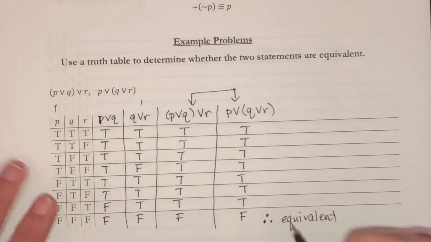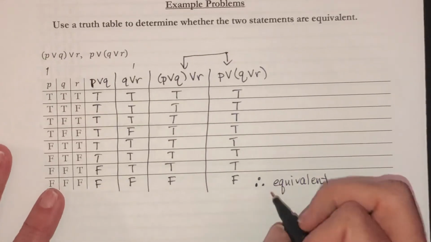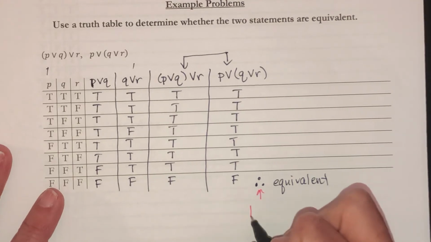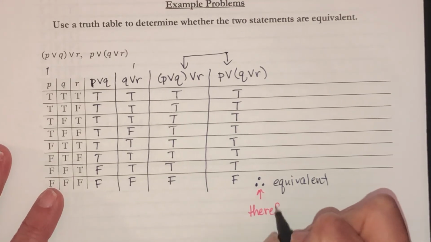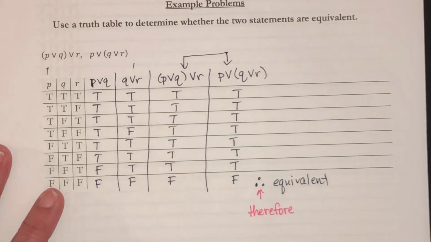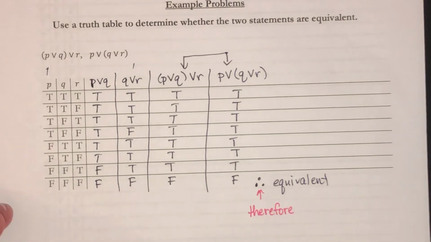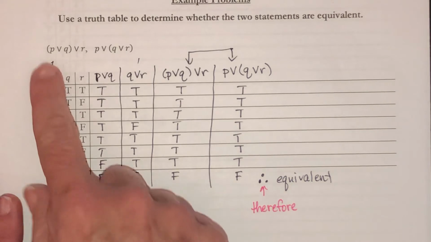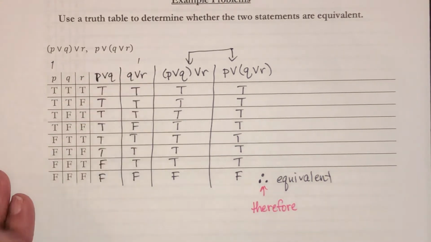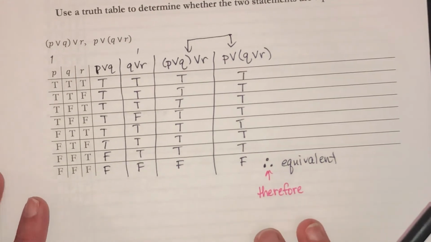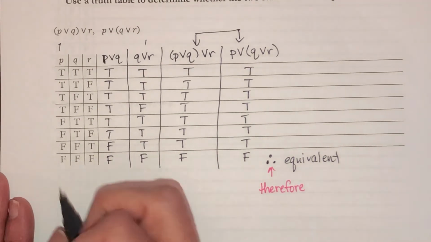And this symbol is one we're going to be using quite a bit. It means therefore. Okay. One thing you might notice is that this is very similar to what we call the associative property in regular algebra or arithmetic.